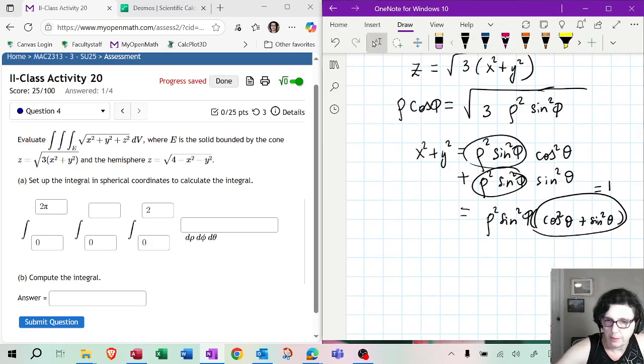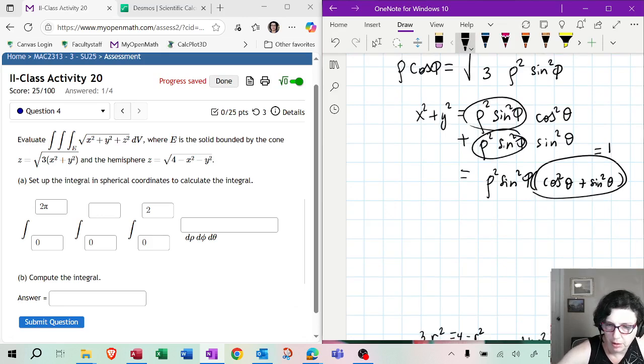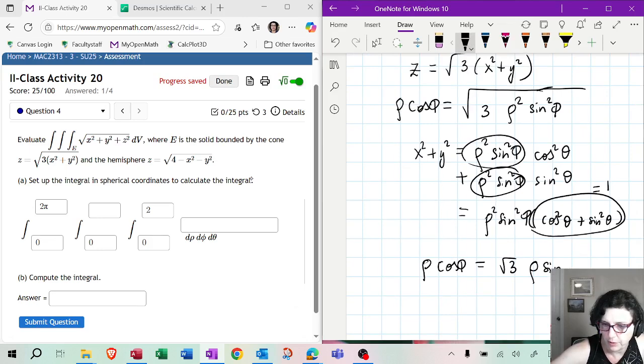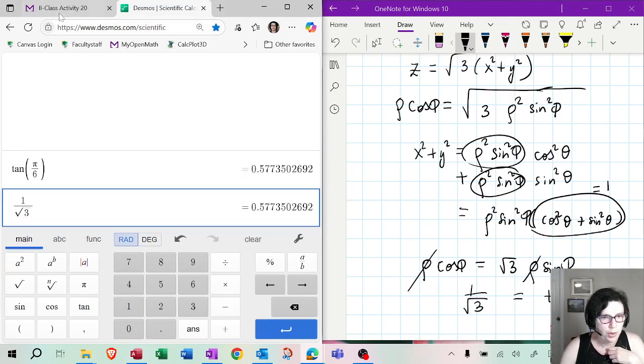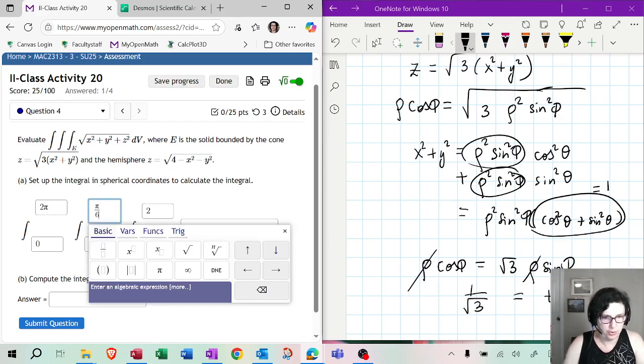Now we make them equal each other. So we get rho cosine phi equals square root of 3 times rho sine phi, because we're taking the square root. Rho and rho cancel, and then you can divide by cosine phi on both sides. You'll get tangent phi, because sine over cosine is tangent, and then divide by square root of 3, so that's equal to 1 over square root of 3. Maybe you remember that tangent of pi over 6 equals 1 over square root of 3. So this angle right here will be pi over 6.